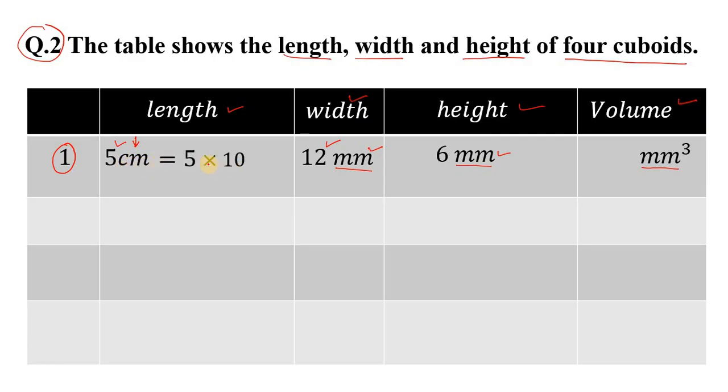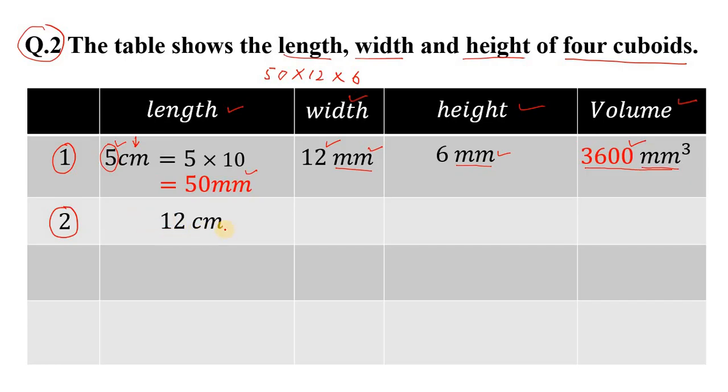Now the length is in centimeter, so we convert centimeter into millimeter. The given value is 5. 5 multiplied by 10, we get 50 millimeter. So all values are in millimeter: 50 millimeter, 12 millimeter and 6 millimeter. Multiply these values, 50 multiplied by 12 multiplied by 6, we get 3600 millimeter cube. This is our final answer. Part number 2.